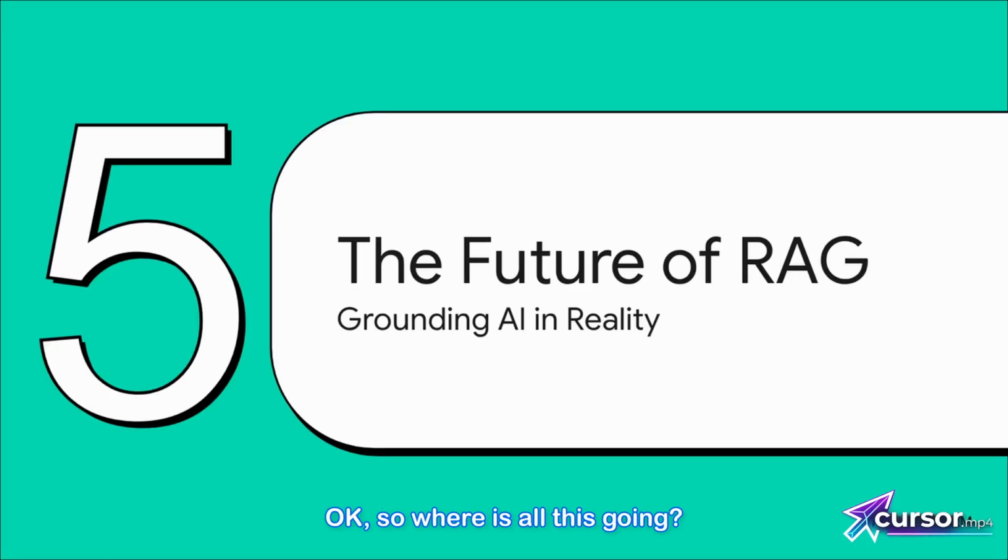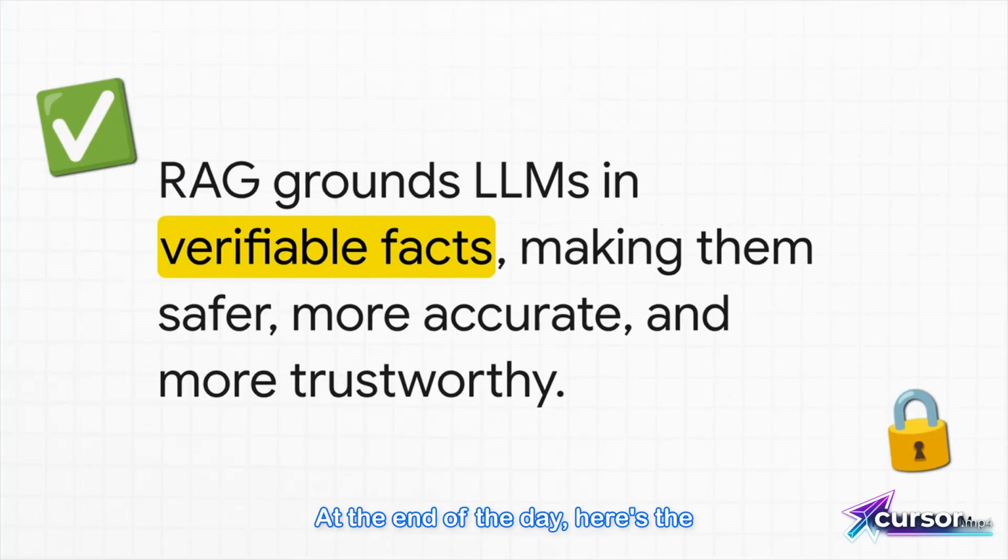Okay, so where is all this going? What's the future of RAG? Well, the thing to understand is that RAG isn't just another technique. It's a really fundamental shift in how we're thinking about building AI systems, grounding them in, well, reality. At the end of the day, here's the big takeaway. RAG is this incredibly flexible and powerful framework for tying these amazing, creative LLMs to verifiable facts. It's what makes AI safer, way more accurate, and honestly, something we can actually begin to trust.